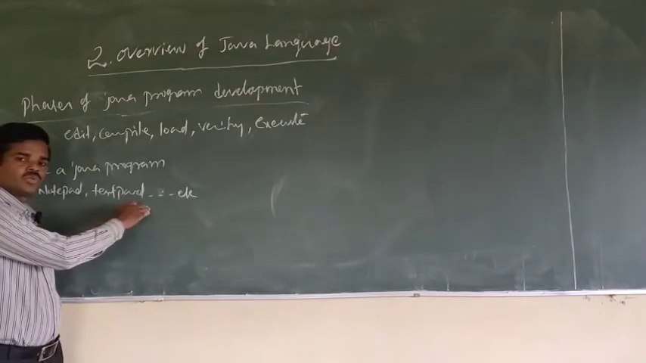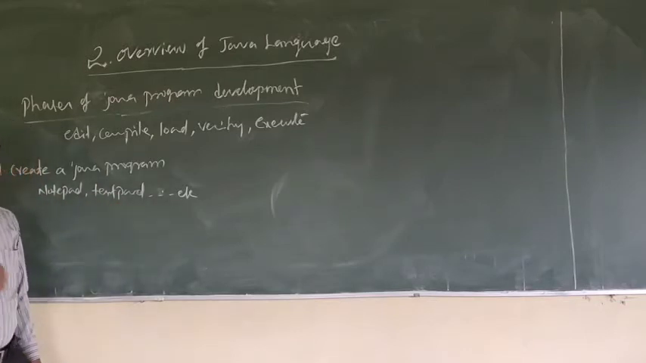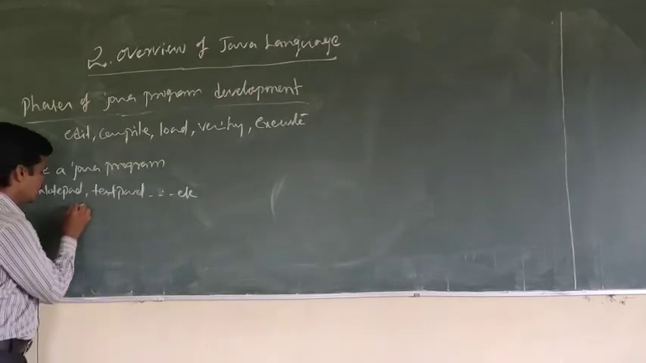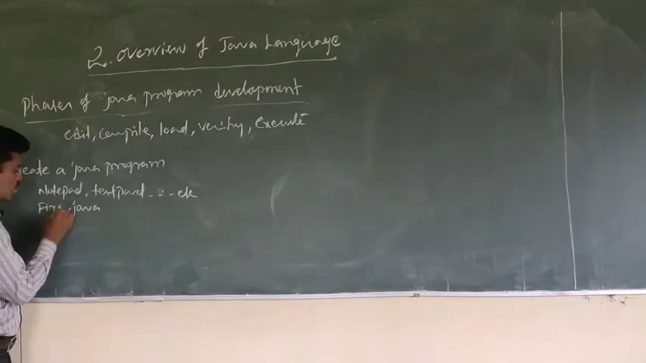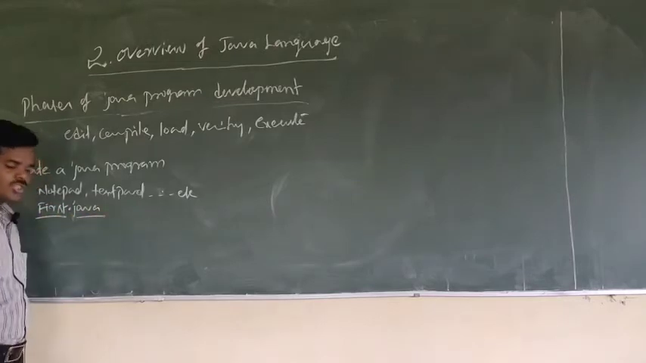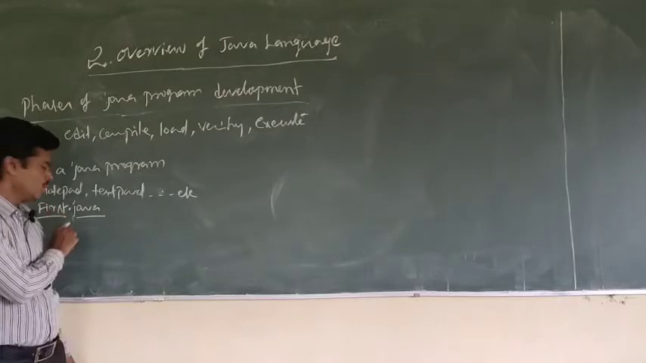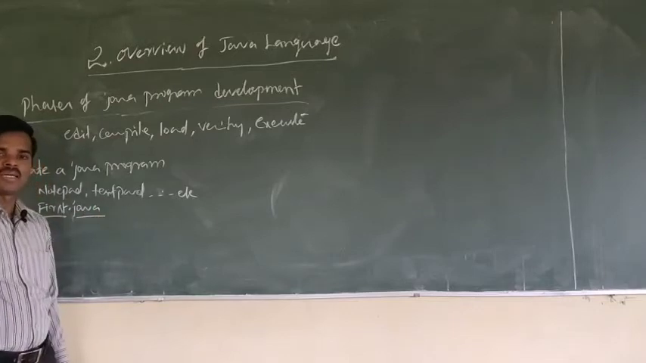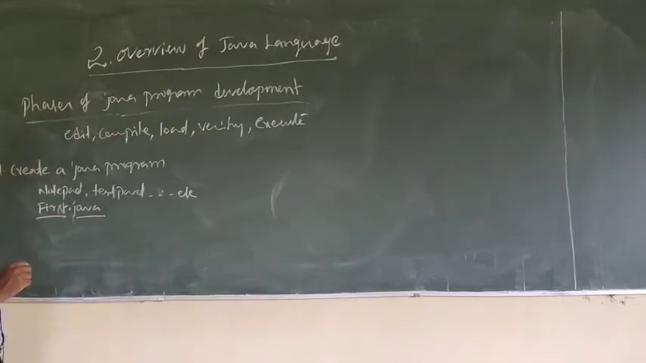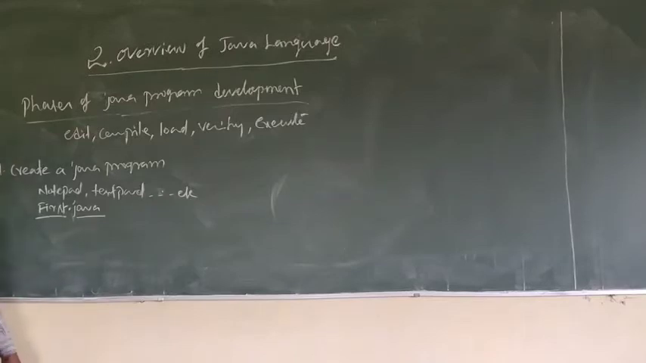Once you type your source program in the editor, we have to save the Java program with the .java extension, for example first.java. File name is first, extension is .java. Every Java program must be saved with the .java extension. After saving, the program is stored permanently in the secondary storage device, that is the hard disk.